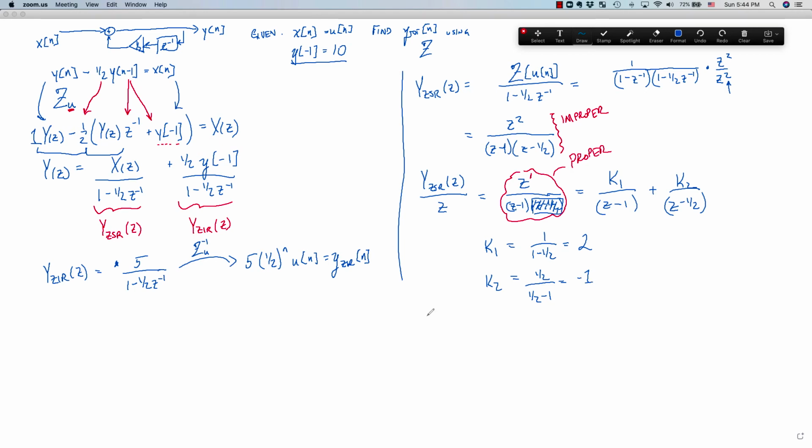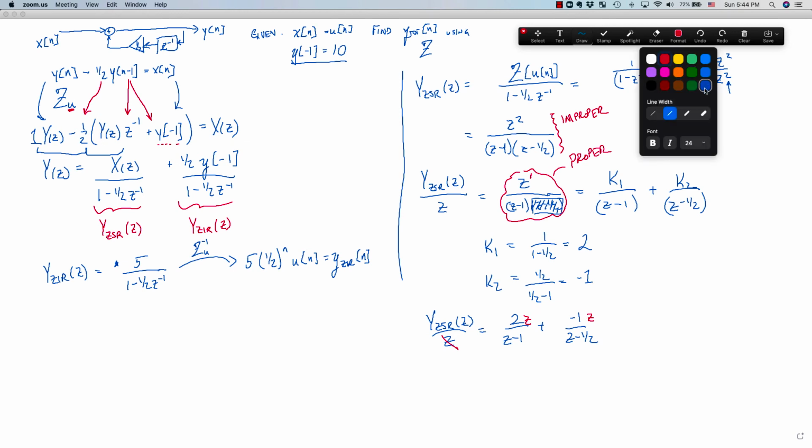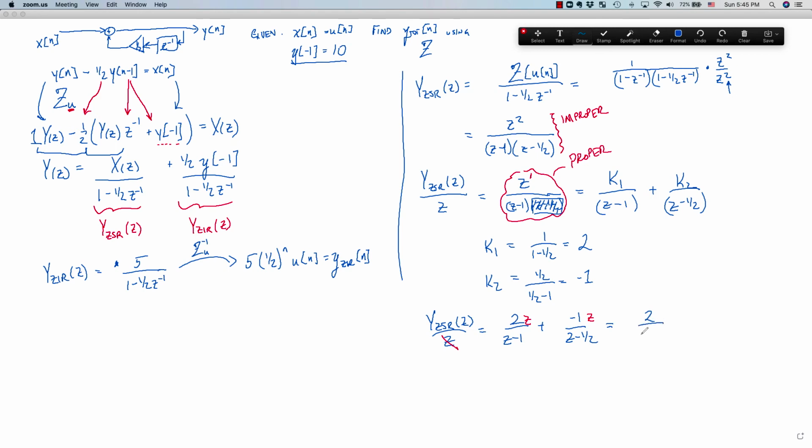Okay, so now we have found that the zero state response divided by z can be written as 2 over z minus 1 plus -1 over z minus 1/2. And so now what I want to do is move this z back across. And then if you like, depending on what form your z lookup table is, you could either take the inverse z transform of this line, or you could recognize that this is the same as 2 over 1 minus z inverse minus 1 over 1 minus 1/2 z inverse. This is the form that my lookup table is in, so I'm going to prefer that one.